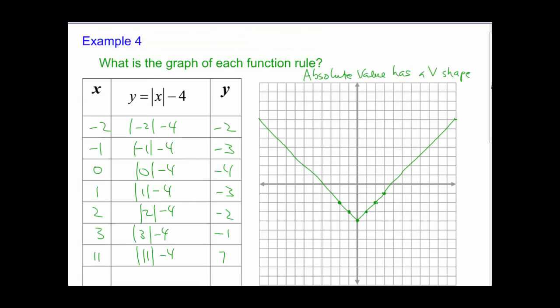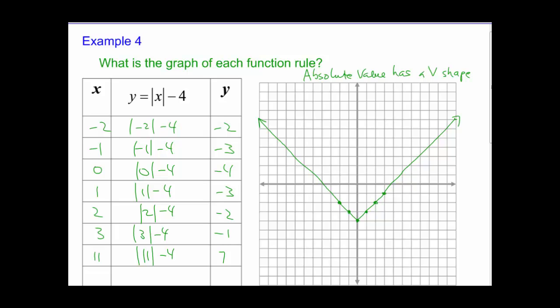Welcome back. If you notice, we get this V function. Absolute value equations are V-shaped. Main thing, check and see, did you draw the lines all the way out through the whole graph? We should have gotten negative 2 for the y, negative 3, negative 4, negative 3, negative 2, negative 1, and 7 just touching up a little bit further.